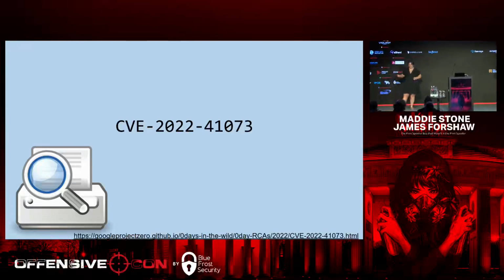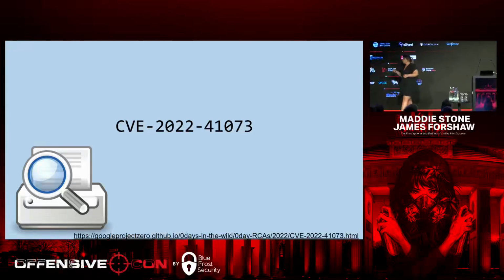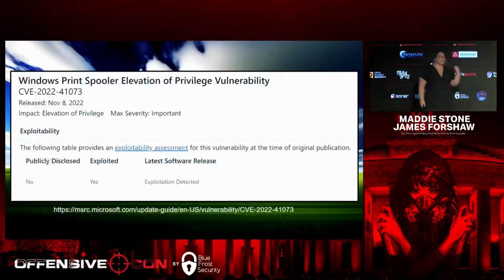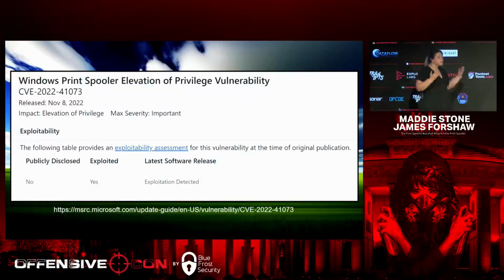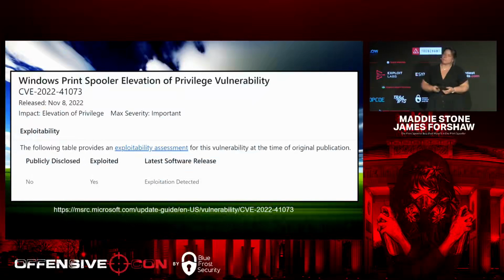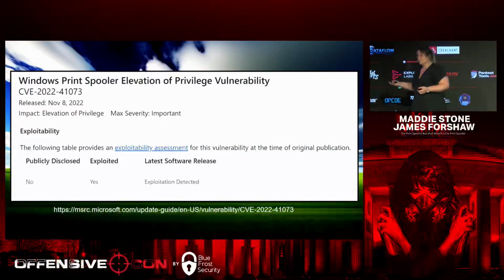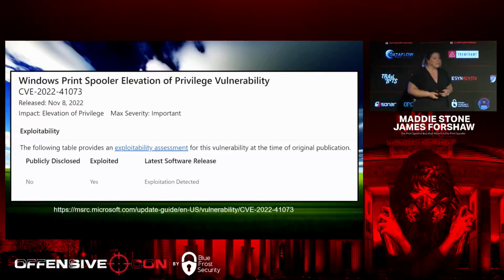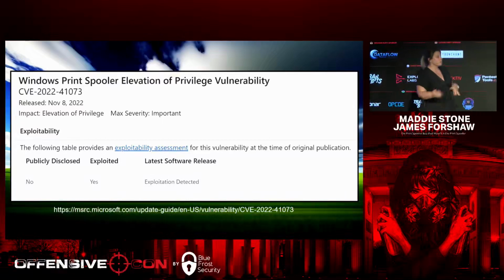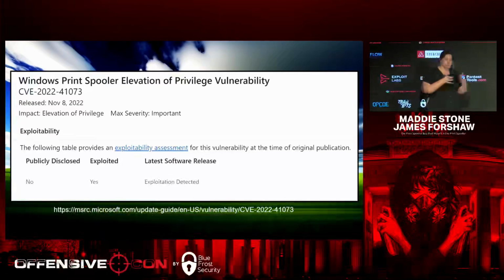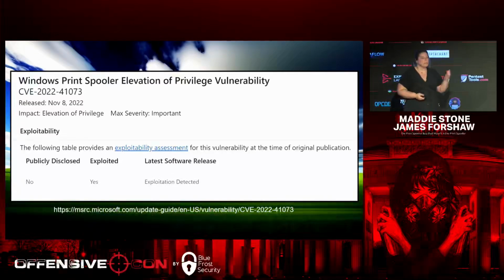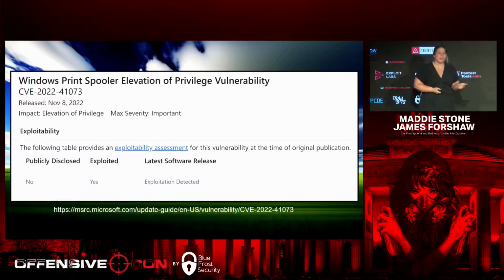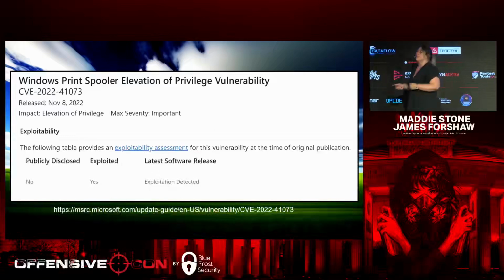It all started with this bug, CVE-2022-41073. In November of 2022, Microsoft released their advisory saying this was a Print Spooler elevation of privilege, and it was in fact known to be exploited in the wild. So as I'm going through in January trying to think about all of the different bugs from 2022, another elevation of privilege in Print Spooler caught my eye, and I couldn't find any other details about this bug.